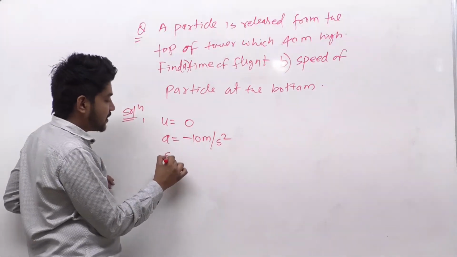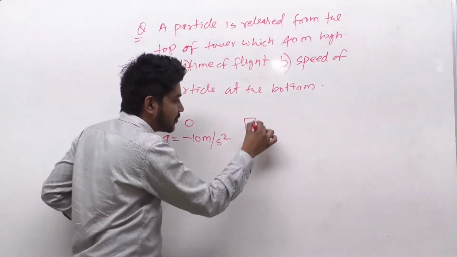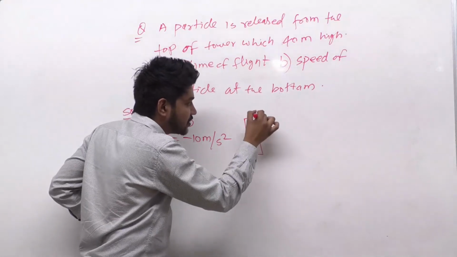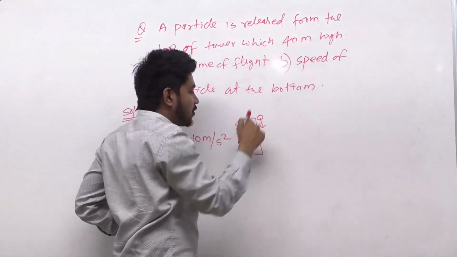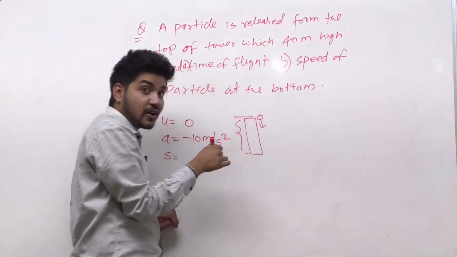And the displacement is how much? I have to draw the diagram over here. Particle is released from here. So this is the initial position, and the particle has gone how much below? 40 meter below from the origin, which means that too in downward direction.